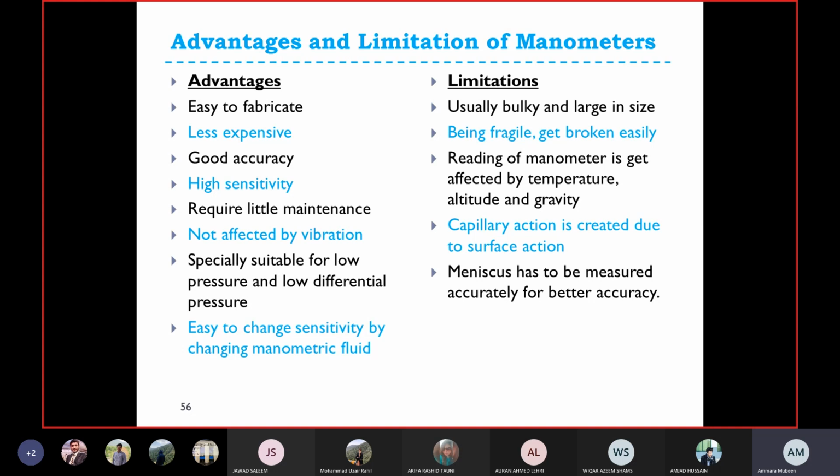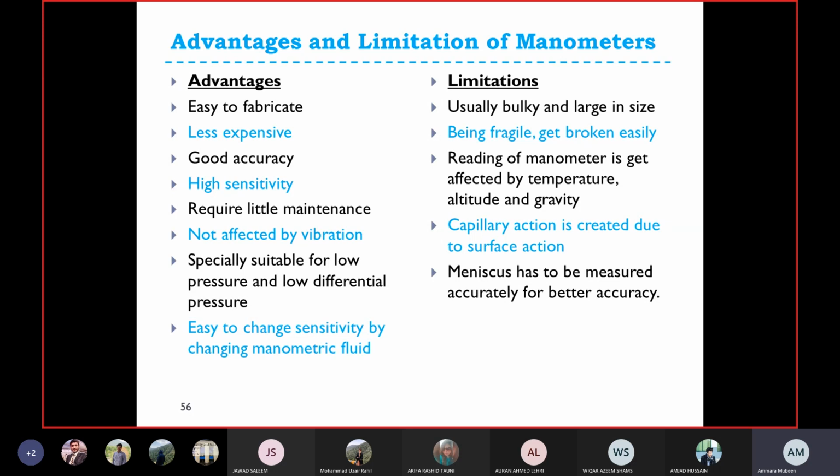Advantages and limitations. Advantages: easy to fabricate, less expensive, good accuracy, high sensitivity, require little maintenance, not affected by vibration, especially suitable for low pressure and low differential pressure, easy to change sensitivity by changing the manometric fluid. And limitations: usually bulky and large in size, being fragile, get broken easily.